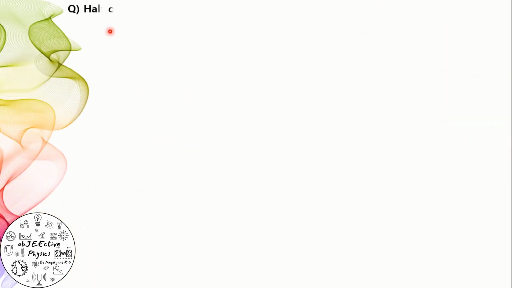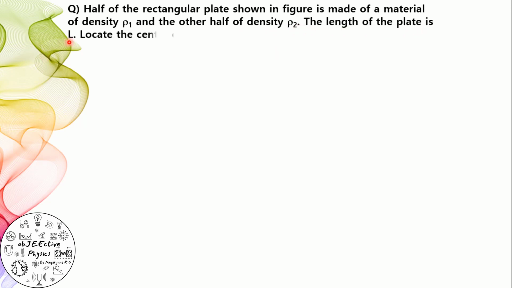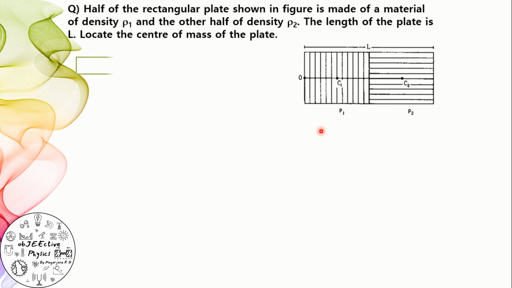Next question. Half of the rectangular plate shown in figure is made of a material of density ρ1 and the other half of the density ρ2. The length of the plate is capital L. Locate the center of mass of the plate. Solution, observe the diagram.